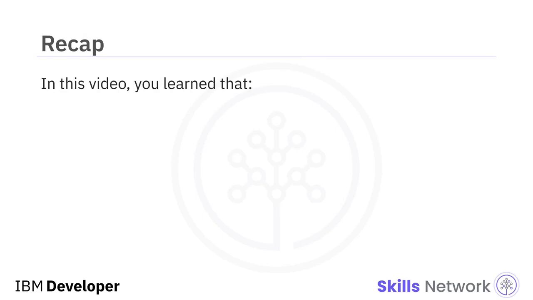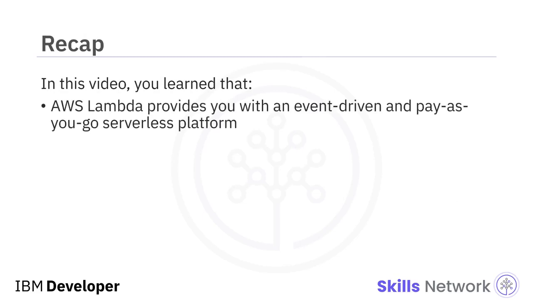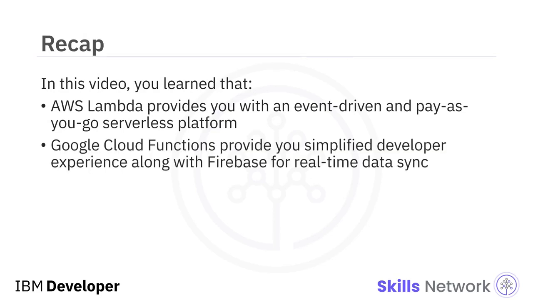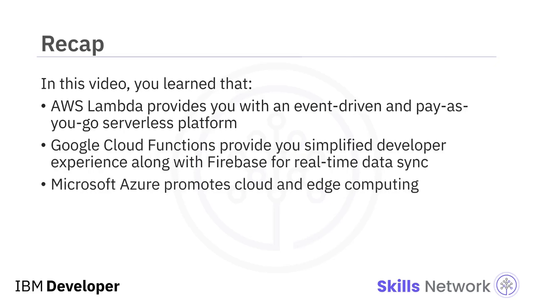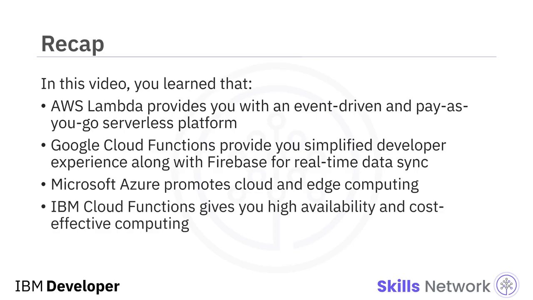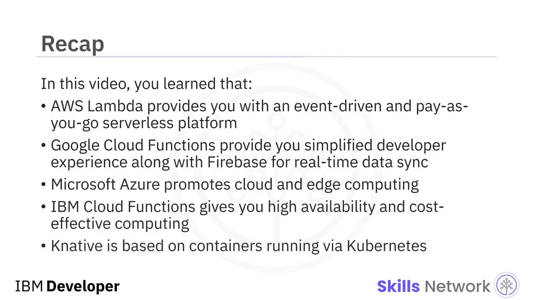In this video, you learned that AWS Lambda provides you with an event-driven and pay-as-you-go serverless platform. Google Cloud Functions provide you a simplified developer experience along with Firebase for real-time data sync. Microsoft Azure promotes cloud and edge computing. IBM Cloud Functions give you high availability and cost-effective computing. And Knative is based on containers running via Kubernetes.